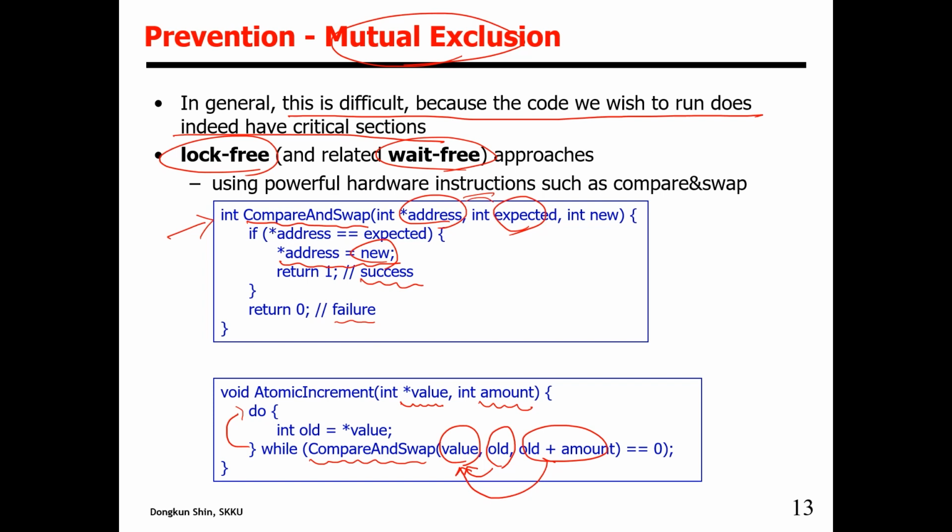Okay, so by using this compare and swap, we can easily implement the atomic update operation of this memory. So we don't need the lock and unlock operations. So this is a very popular solution to avoid mutual exclusion.